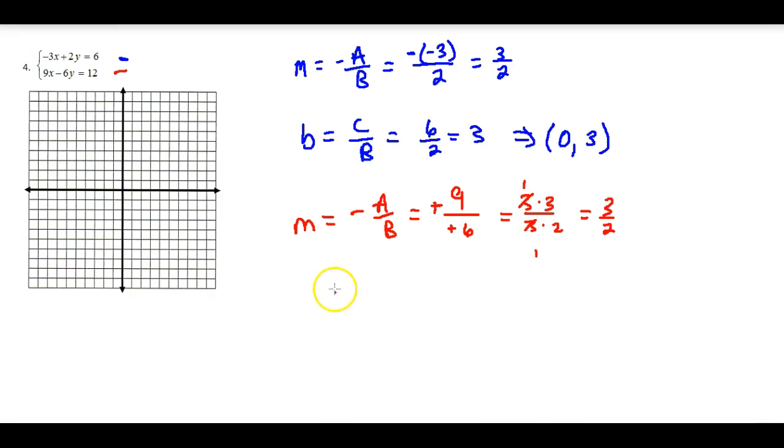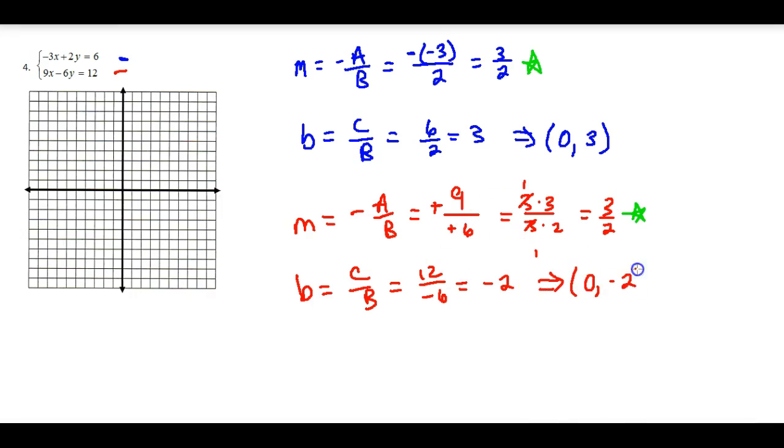Okay. Now let's do the y-intercept. That will be c divided by b. And c in this case is 12, and b in this case is a negative 6. And when we divide that, we get a negative 2. So we see that in this particular case, our slopes are the same, but our y-intercepts are not. Our y-intercept is at the point 0, negative 2.